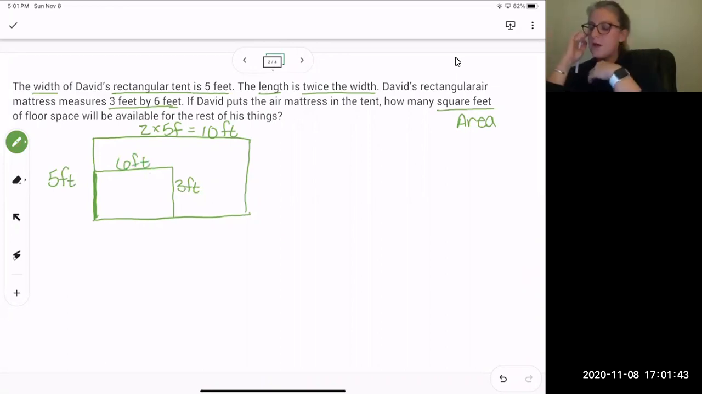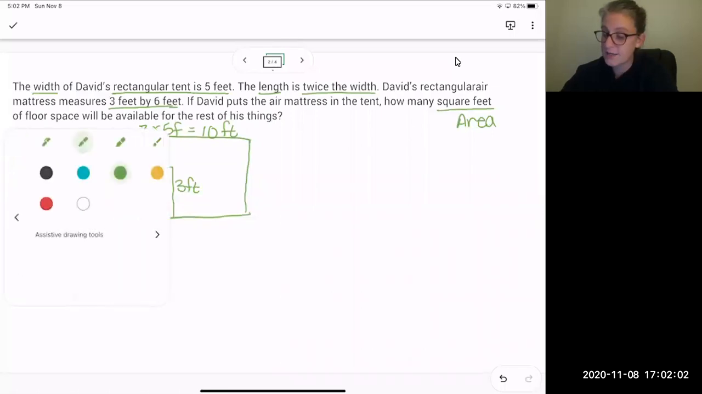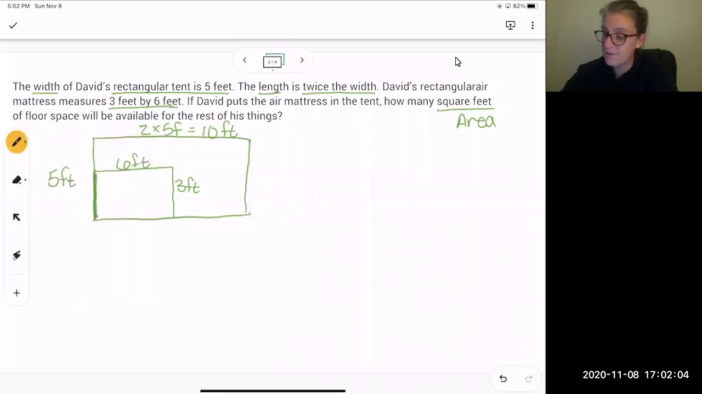Okay, so it would be important for us to find the area of the total tent. And then it would be important for us to find the area of the mattress. And then we can subtract those two to find the area of the inside part. That's what we're looking for, this yellow part. Our answer is going to be the area of the yellow part of the tent.